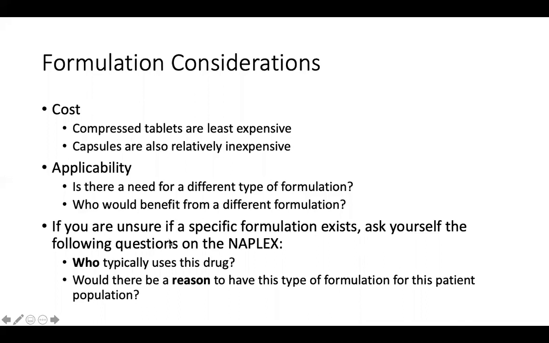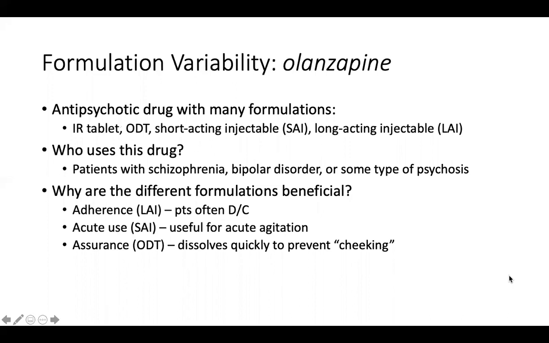If you're unsure if a specific formulation exists, ask yourself the following questions on the NAPLEX. Who typically uses this drug, and would there be a reason to have this type of formulation for that patient population? So formulation variability, as an example, olanzapine. This is an antipsychotic drug with multiple formulations. For example, it's an immediate release tablet. They have an orally disintegrating form, short-acting injectable, and long-acting injectable. And who uses it? Patients with schizophrenia, bipolar disorder, or some other type of psychosis.